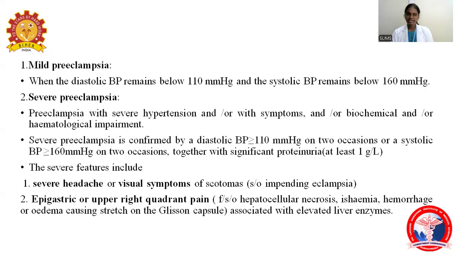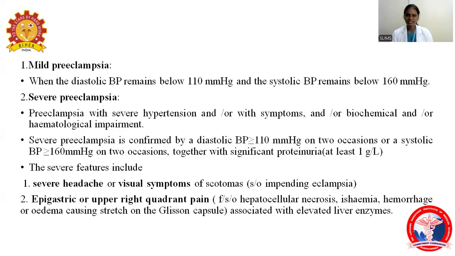So in preeclampsia, again we have mild and severe preeclampsia. Mild, otherwise called non-severe preeclampsia, is when the diastolic BP remains below 110 mm of mercury and systolic BP remains below 160 mm of mercury. It is found to be mild preeclampsia.